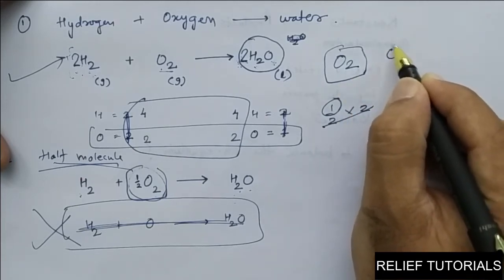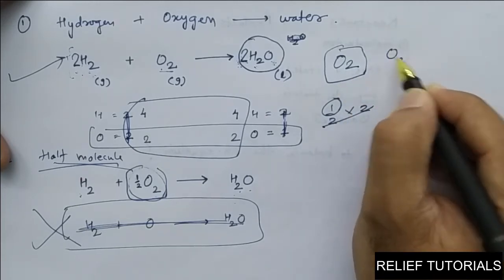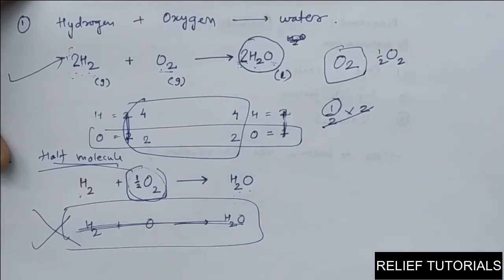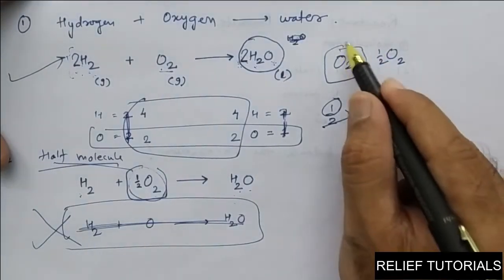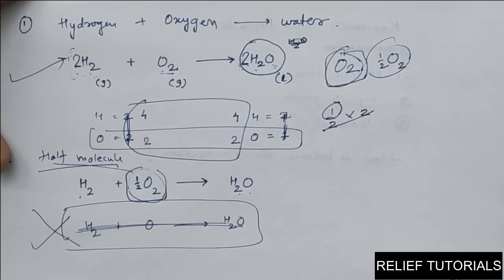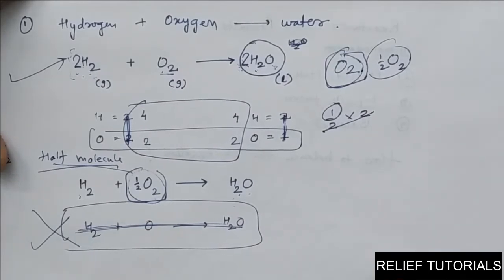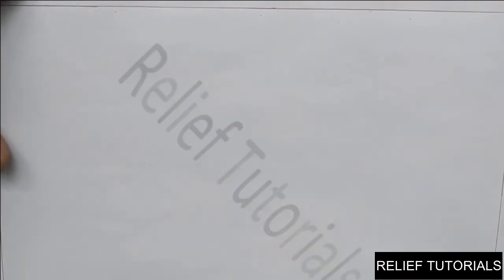But we cannot write O single like this. We have to represent it by like this. This means 2 atoms and this means 1 atom. Okay. Let us take one more example.